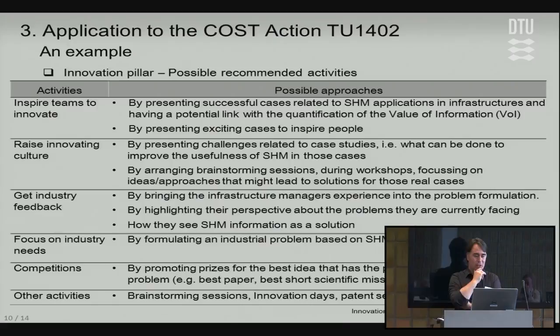Okay? In terms of activities, I think we should also promote some competitions in this COST Action, for example, a best paper, best short scientific mission, or best oral presentation, and try to highlight the things that people bring to share with us. Another activity that I was suggesting is a brainstorm session, as I said. Innovation days, by bringing, for example, some successful case studies to which we contributed to innovation, patent seminars if there is some interest, and others.